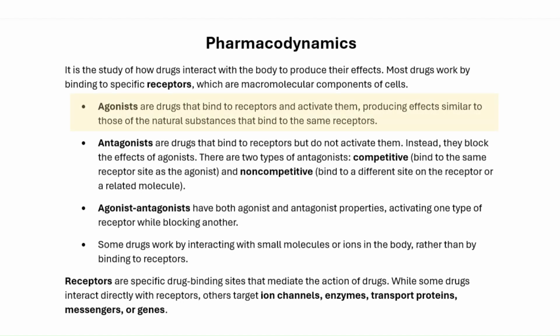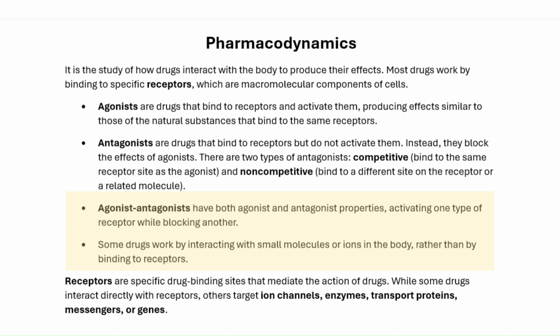Agonists are drugs that bind to receptors and activate them, producing effects similar to those of the natural substances that bind to the same receptors. Antagonists are drugs that bind to receptors but do not activate them. Instead, they block the effects of agonists. There are two types of antagonists: competitive, which bind to the same receptor site as the agonist, and non-competitive, which bind to a different site on the receptor or a related molecule.